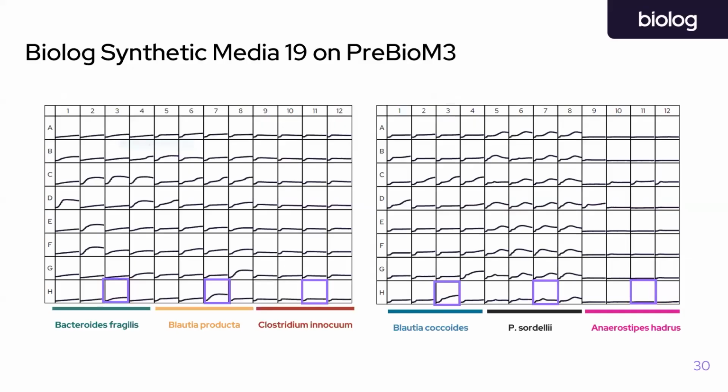Lastly, on PreBioM 3 with complex food extracts, we can see various levels of growth with interesting patterns, like in row H, where only Gaucia producta and Cucoides are able to use a PreBioM substrate. Now, let's take a closer look at some of the differences we highlighted.